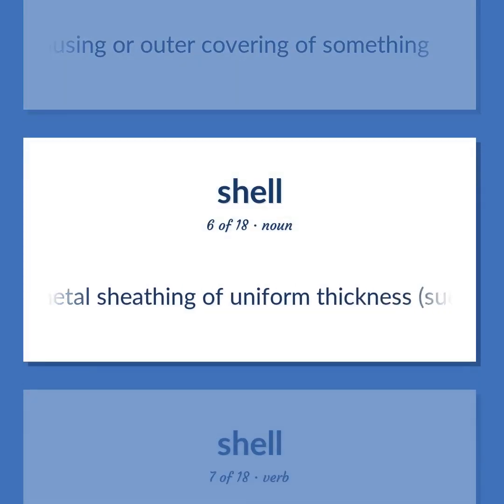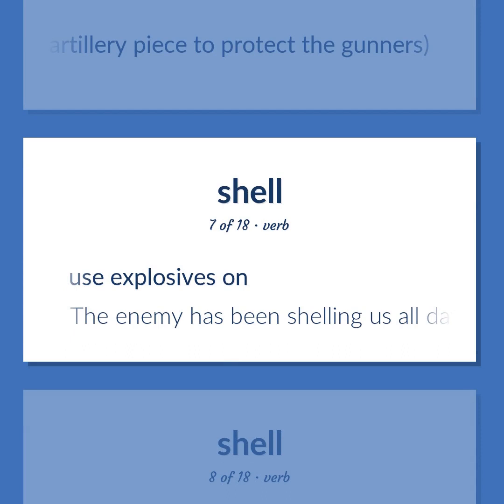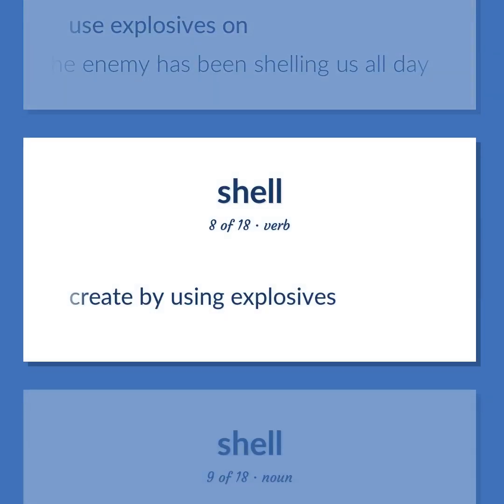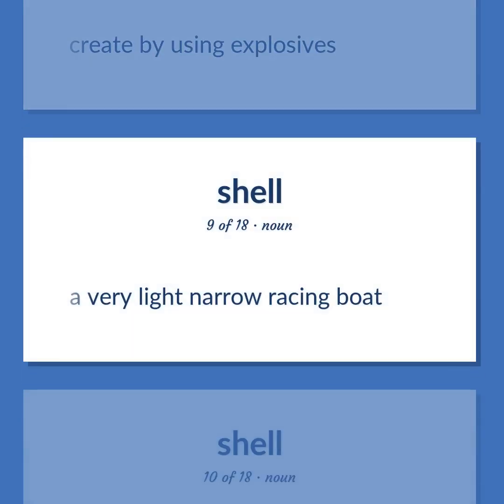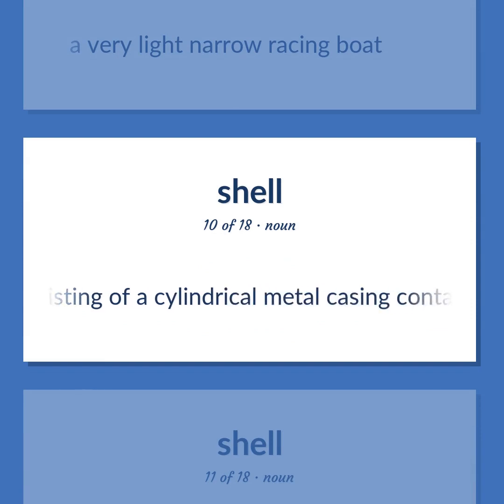A metal sheathing of uniform thickness, such as the shield attached to an artillery piece to protect the gunners. Use explosives on. The enemy has been shelling us all day. Create by using explosives. A very light, narrow racing boat. Ammunition consisting of a cylindrical metal casing containing an explosive charge and a projectile, fired from a large gun.